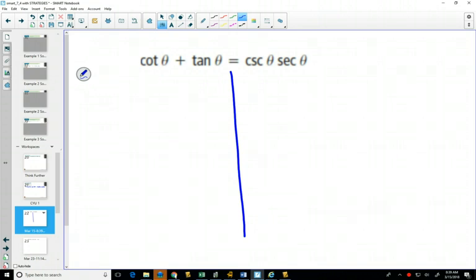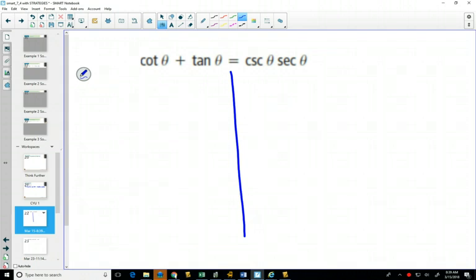I know I can change cotangent to 1 over tan or cos over sine. I can change tangent to sine over cos or 1 over cotangent. I can change cosecant to 1 over sine, and I can change secant to 1 over cos. So we have some options, and for some of them we have more than one option. Like for example, for cotangent, we can change it to cos over sine or 1 over tan. And both will work, but sometimes one is faster than the other.